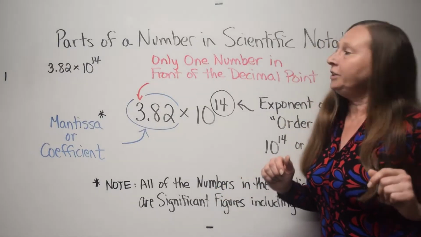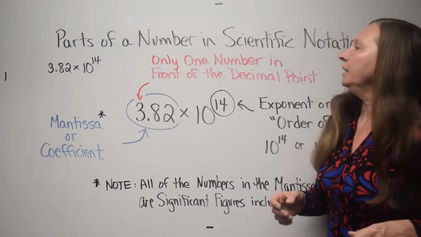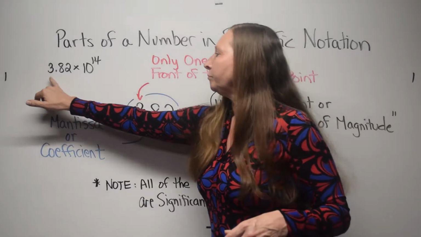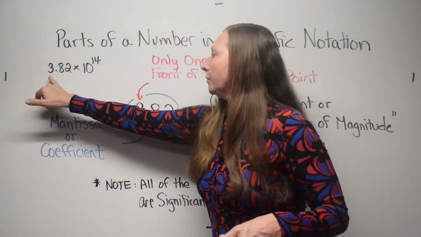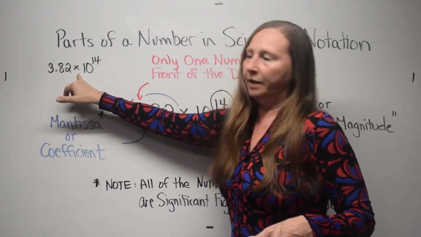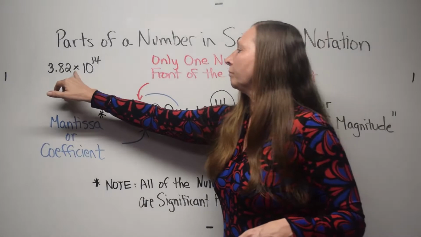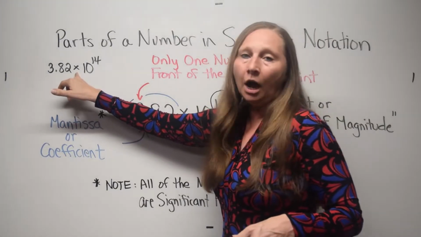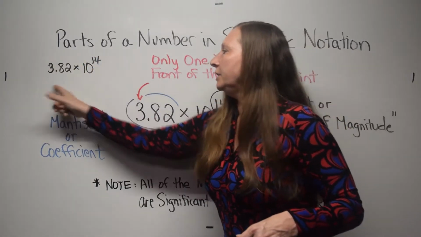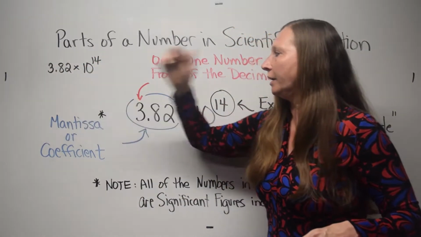So, what does scientific notation look like? What are the parts of a number in scientific notation? Well, scientific notation looks like this. There's a number with a decimal, here we have 3.82. Then there's a multiplication sign, and that literally means that this is going to be multiplied by this. So it's 3.82 times, and here's the exponent, 10 to the 14th. This is what scientific notation looks like.